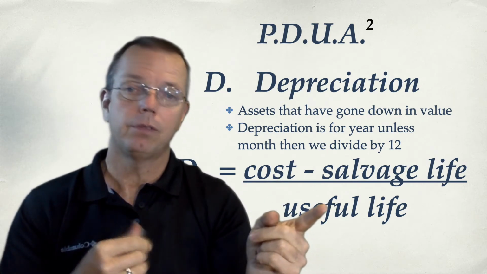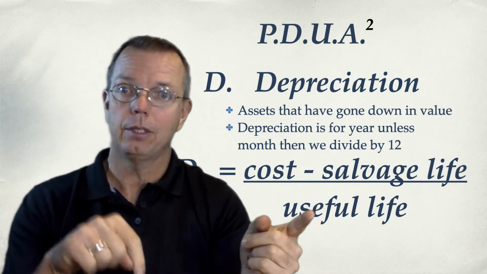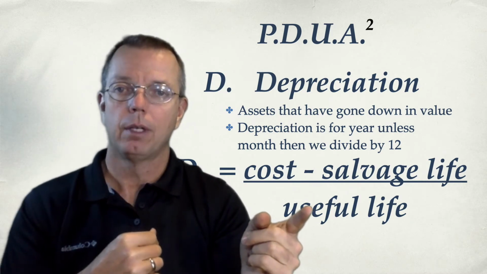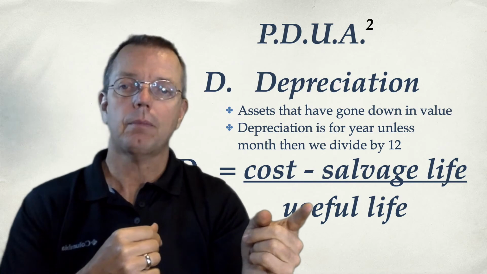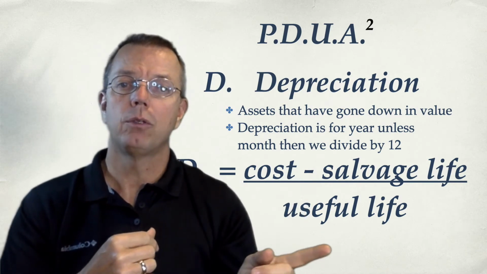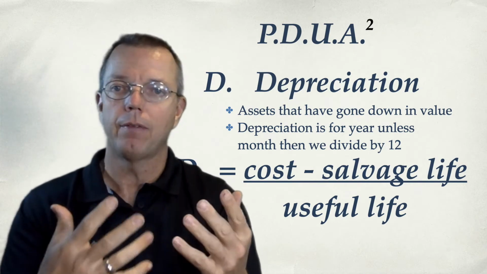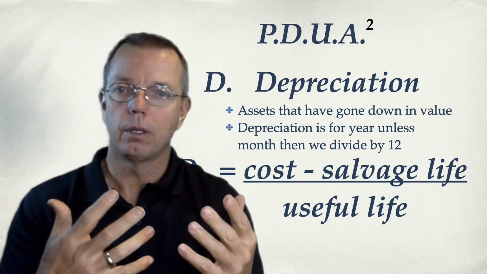Minus the salvage value, so what it's worth today, right now as we speak. Let's say it's worth $500, keeping the math simple. And then you divide it by the useful life. So how long do you plan on owning the vehicle? Do you plan on holding it 5 years? Then you can calculate it from there.